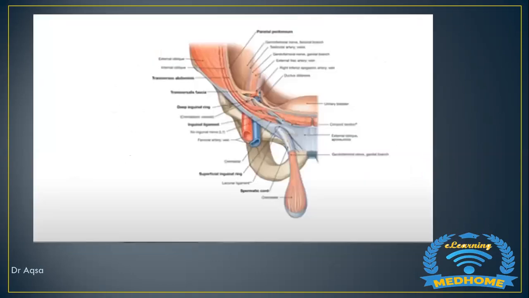Again, you can see in this diagram that this is the deep inguinal ring. This is the inguinal ligament, which is the blue colored line. And this is the superficial inguinal ring. So the space in between is known as the inguinal canal.